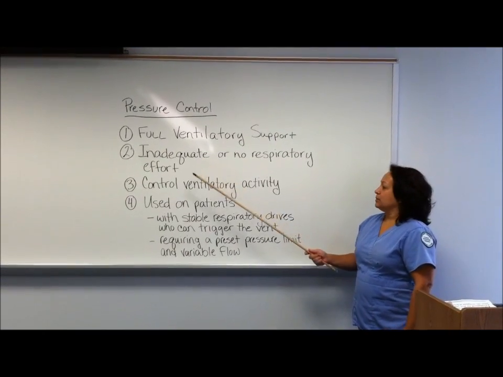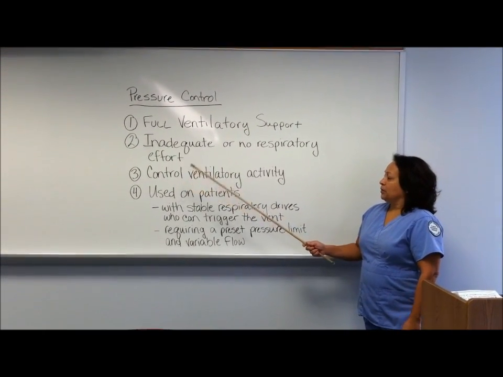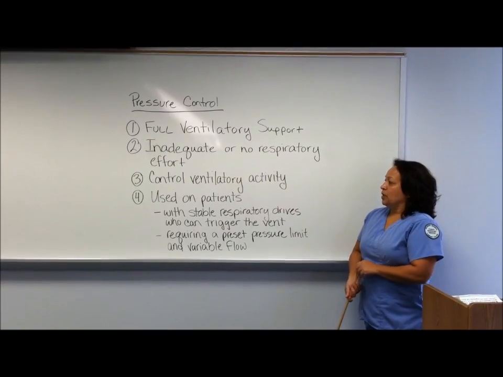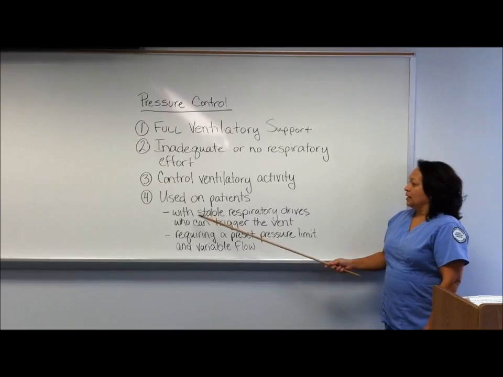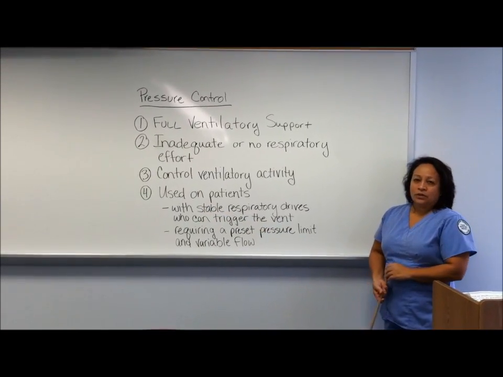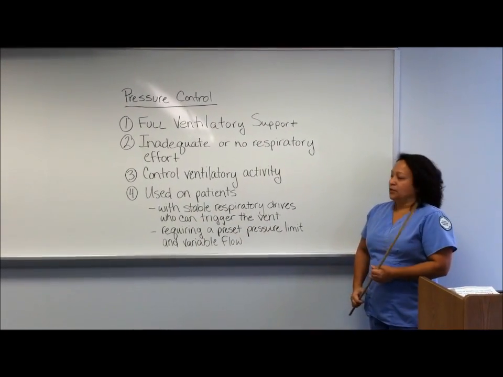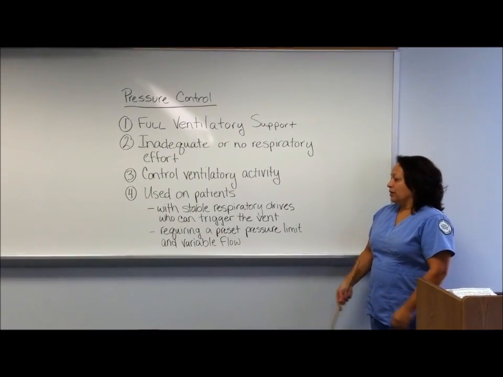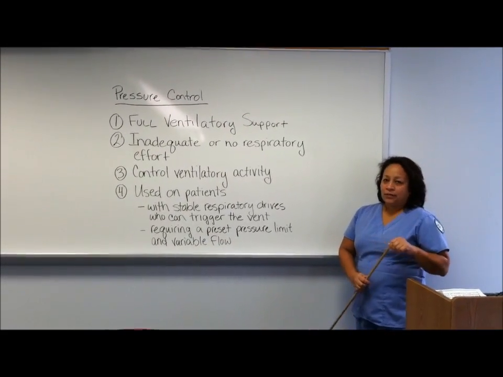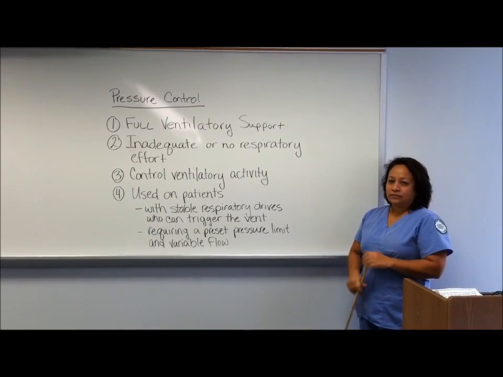the assist mode. You would use pressure control when you want to control their ventilatory activity. And also you would use it on patients with a stable respiratory drive who can trigger the vent, as well as patients requiring a preset pressure limit and a variable flow.